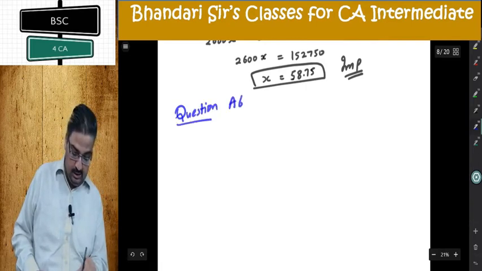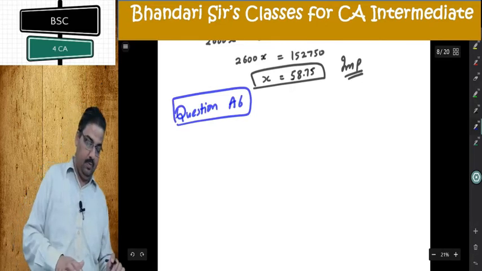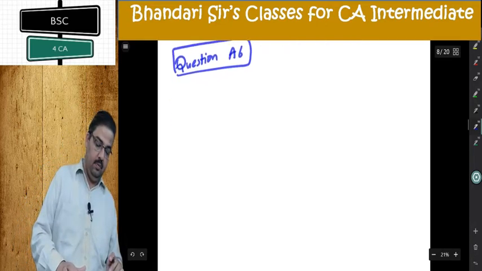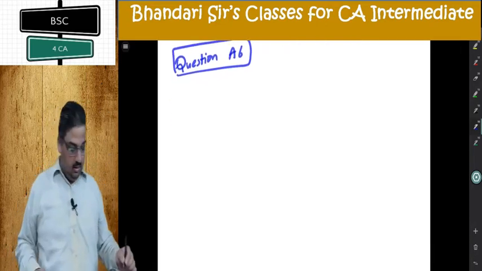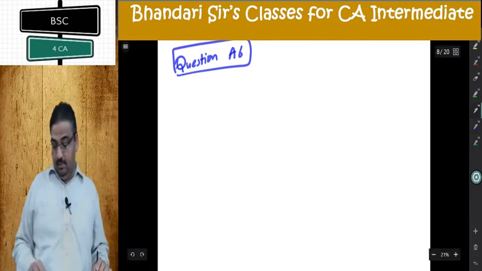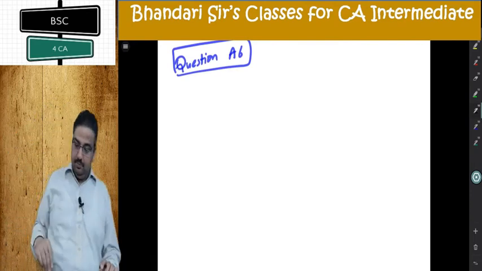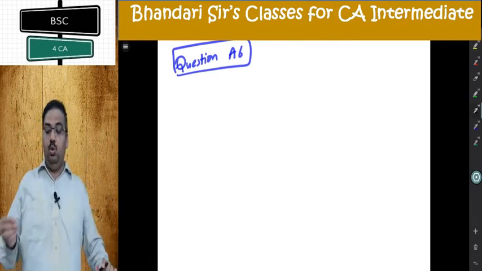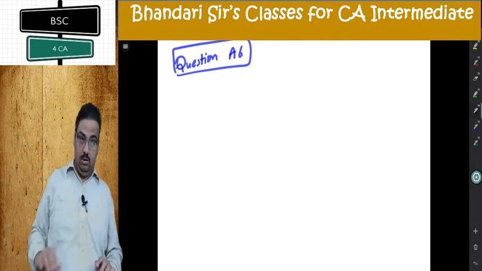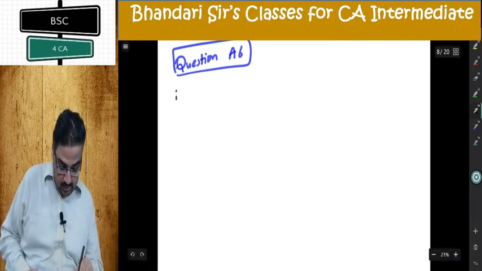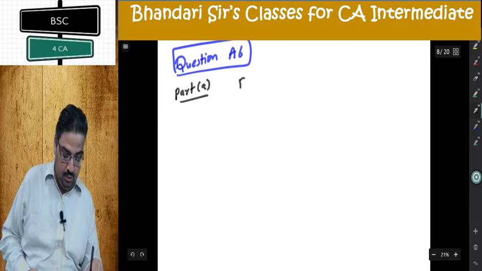Question A6. This A6 is quite simple again. Series of questions which are related to each other. It gives you 2 years sale, 2 years profit or loss. Wants in part A PV ratio.